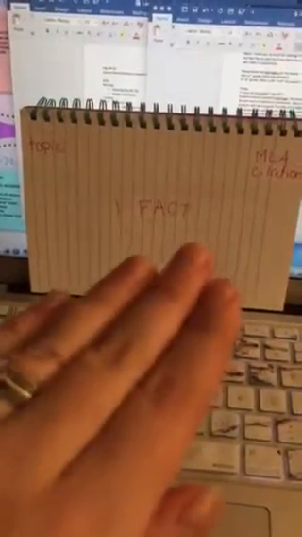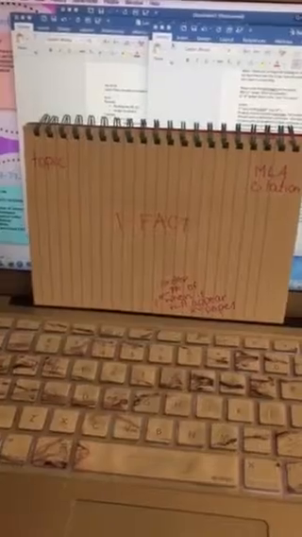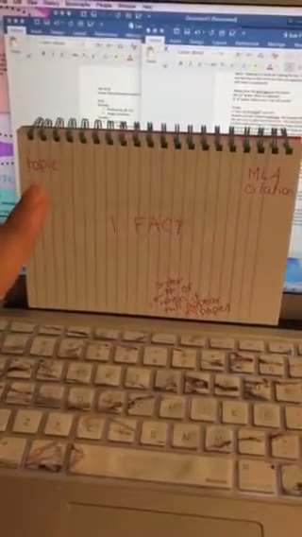Now remember, you have one fact per note card, and the thing at the bottom here, I'll get around to that, so don't worry too much about what's up here. Once all of your note cards are done, what you're going to do is sort by topic. You're going to find all the note cards that have the same word up here in the left-hand column. You're going to group all of those together.